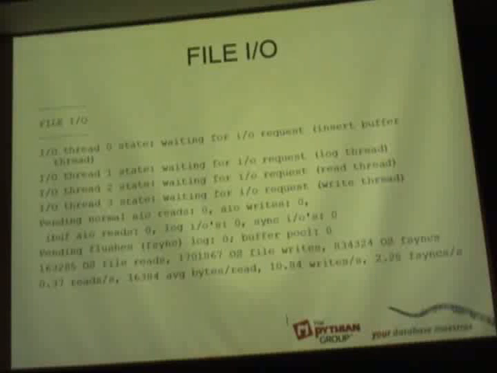So here you have number of file reads, number of file writes, number of f-syncs. Here you only have like 800,000 f-syncs, but those 800,000 f-syncs wrote about double the amount, 1.7 million file writes. So an f-sync can write more than one file. So this is reads per second, average bytes read, writes per second. There's 2.28 f-syncs per second, which is a lot. That just means that you're doing a lot. There's a lot of data being changed.